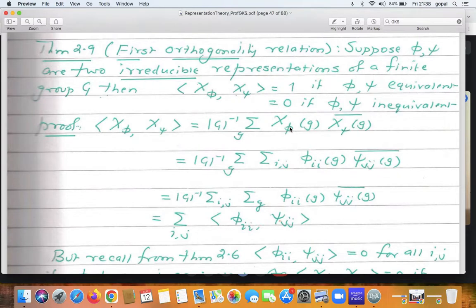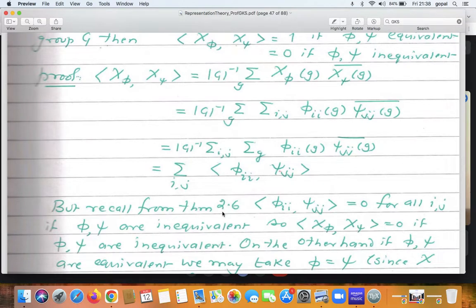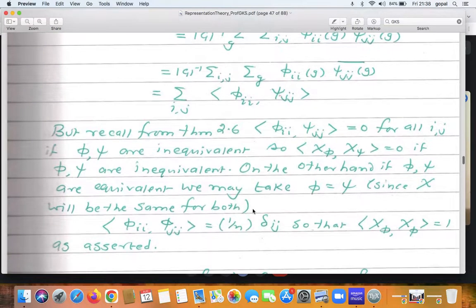and then you put in the definition of chi phi. It is a trace, and so it is phi ii g, psi jj g bar, and then it's mod G inverse summation. Just switch the two summations, and now you see that we get an inner product inside. But recall from the theorem that we proved that the inner product of phi ii and psi jj is going to be 0 for all i, j if they are inequivalent, right? And so this inner product is going to be 0 if the representations are inequivalent.